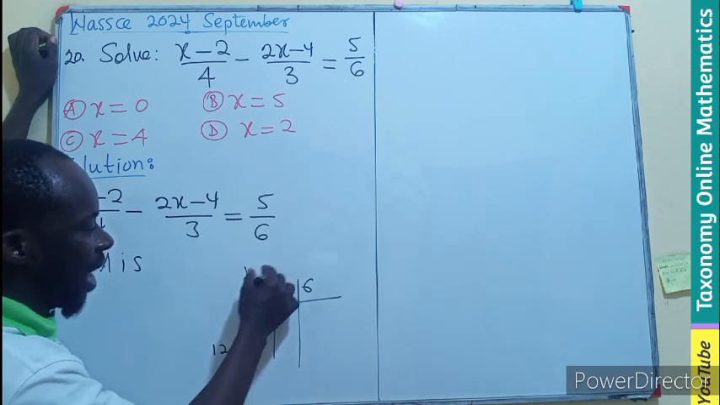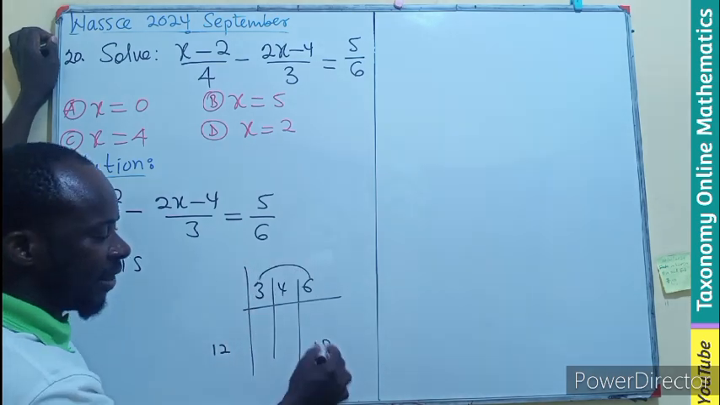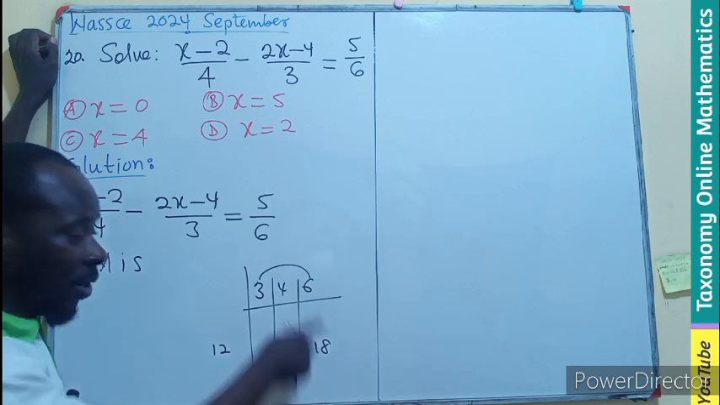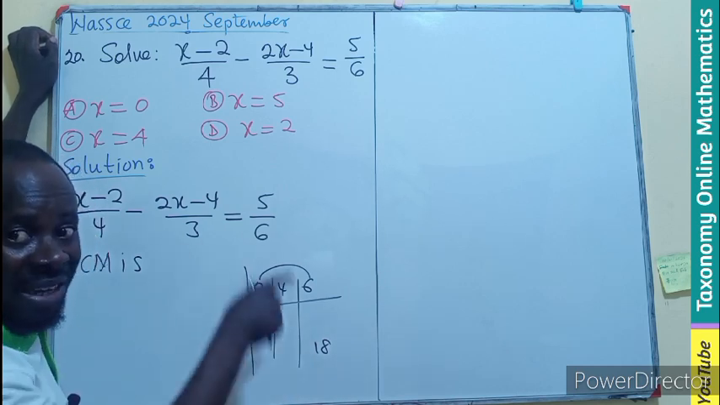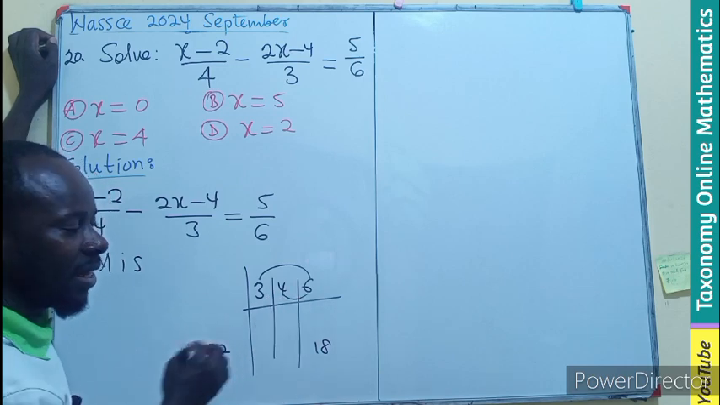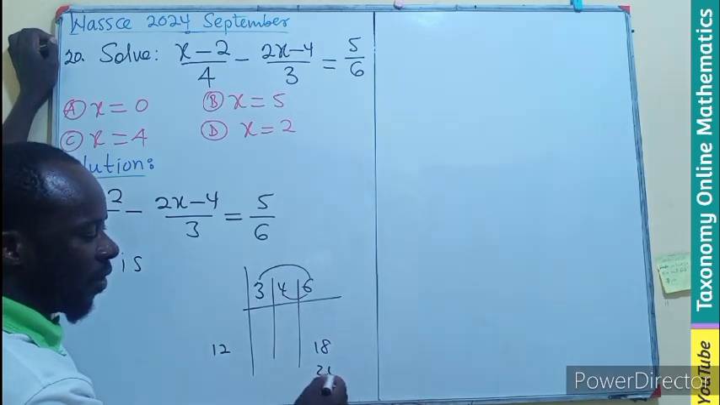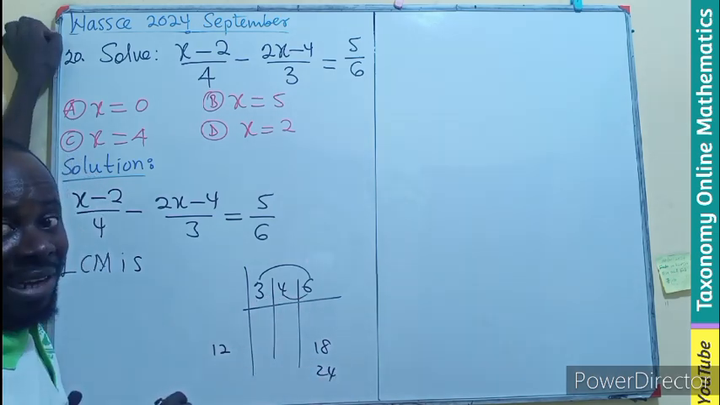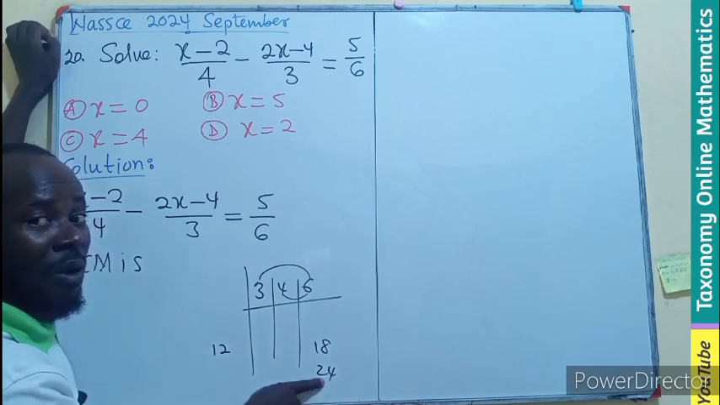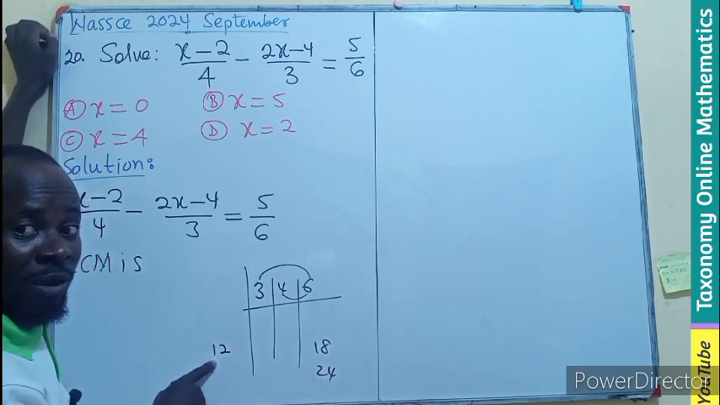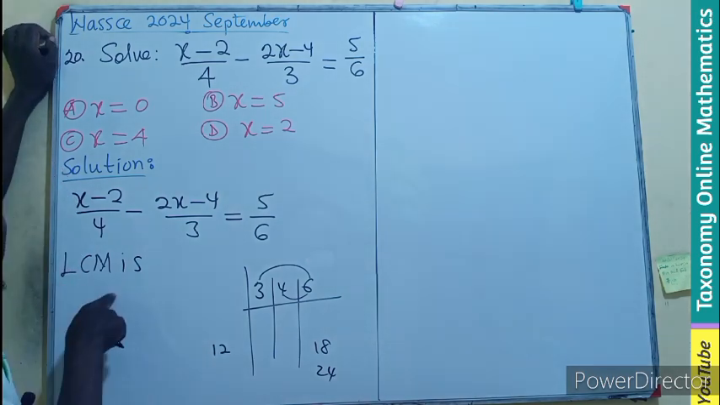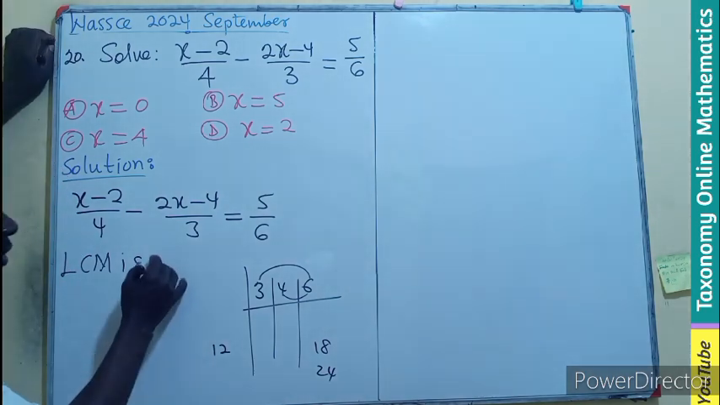I can also multiply these two. That will be 18. Is 18 a multiple of 4? Or 4 a factor of 18? No. So if this is multiplied, we will get 24. Is 3 a factor of that? Yes. But between 12 and 24, 12 is going to be the least. It's the least common multiple.